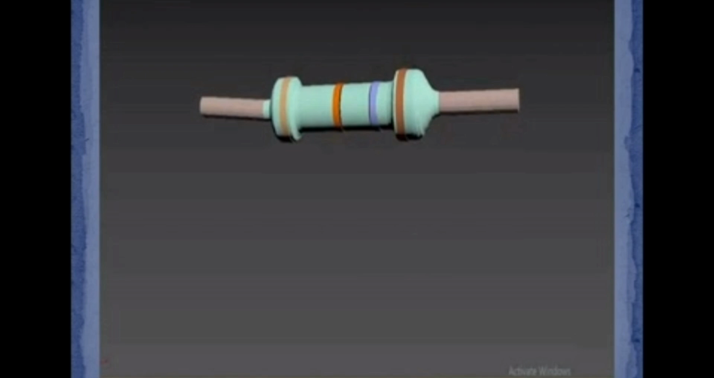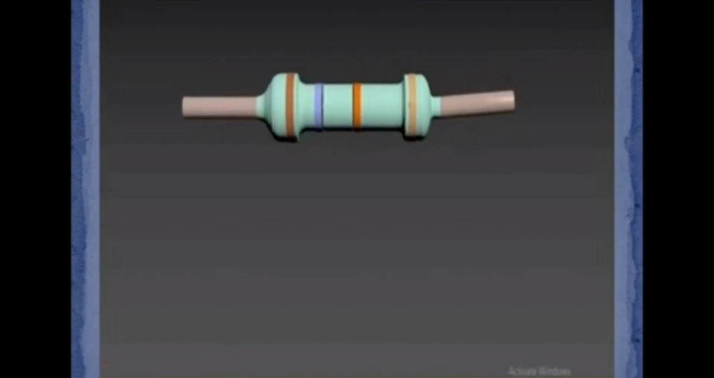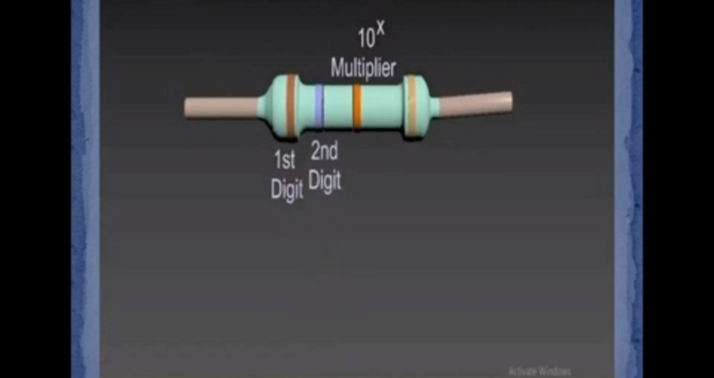The 3 colors are here. So first color first digit, second color second digit, third color multiples of 10, and fourth color is error, tolerance. That's called a tolerance or error.